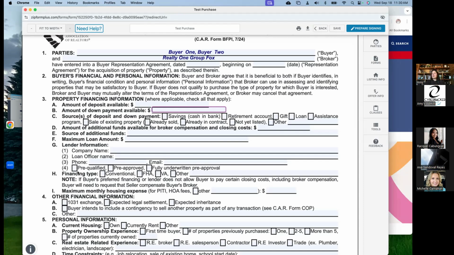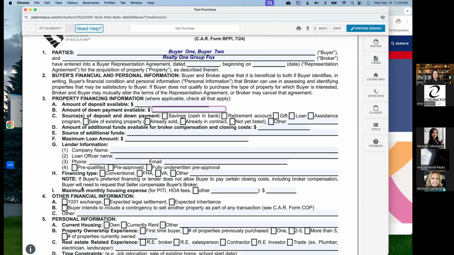Oftentimes what happens with that is you go to write the offer and then you submit it, it gets accepted, you're moving through the loan process, and all of a sudden the bank goes, oh my gosh, they said this and that and the other, and that wasn't actually true. And now we can't actually lend on this buyer, and you have to cancel that contract. So it should be pre-approved, not pre-qualified, or fully underwritten. Fully underwritten means it's been submitted to the bank for review, and the underwriter has actually looked at that file. We already know what the conditions are going to be for that buyer.